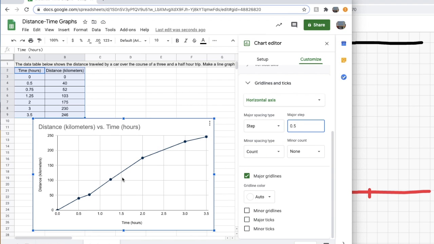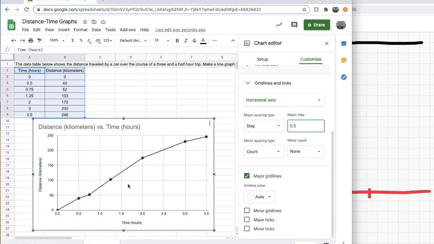So here we have a very steep slope at this middle part here, which is going to be our fastest speed, and then our slowest speed at this end here from 3 to 3.5 hours. So almost like that last thing that showed up, or the walking speeds, where they slowed down at the end.